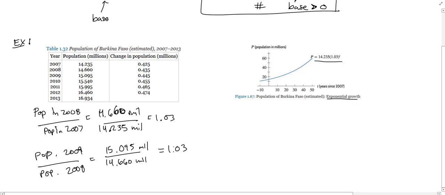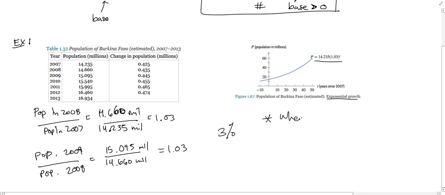And so the fact that these both give us 1.03 means that the population grew about 3%, so about a 3% growth from 2007 to 2008, and then again from 2008 to 2009. And we can do that for the other years, and we're going to actually get the same value. And so what this means is that we have exponential growth.